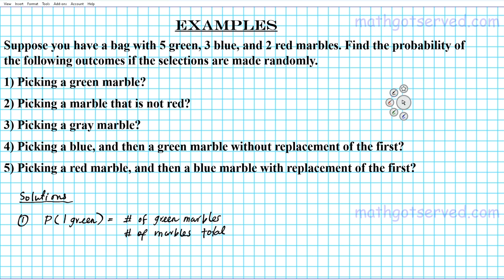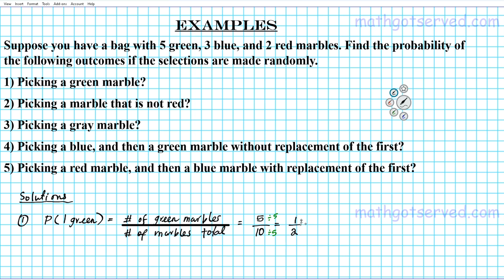All right, so how many green marbles are there? There are 5 green marbles. And then how many marbles in all? You have 5 plus 3 plus 2, which is 10. So you have 10 marbles in all. So we have 5 over 10. We can reduce this. Just divide by the GCF, which is 5. Divide both sides by 5. And then you have 1 over 2.